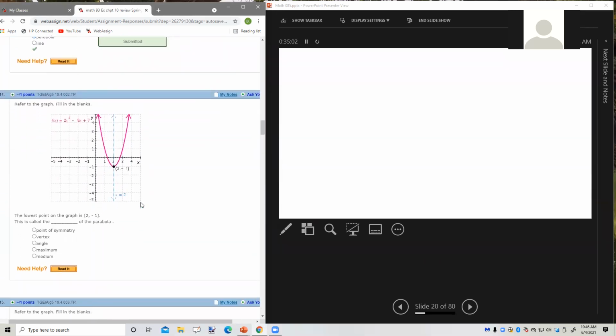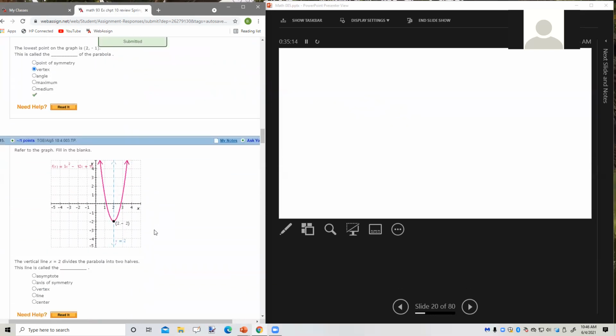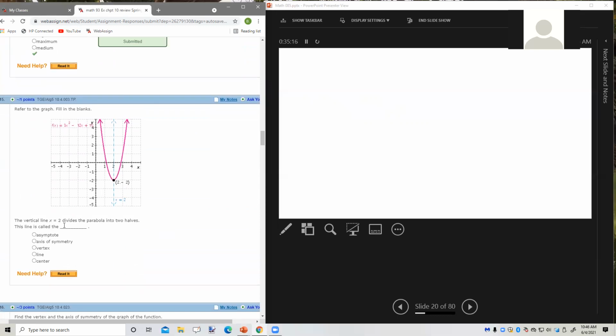How about this one? The lowest point in the graph is 2, -1. This is called the vertex of the parabola. The vertical line x equals 2 divides the parabola into 2 halves. This line is called the axis of symmetry.